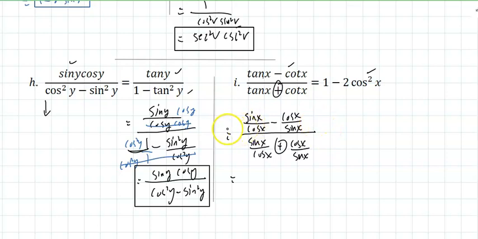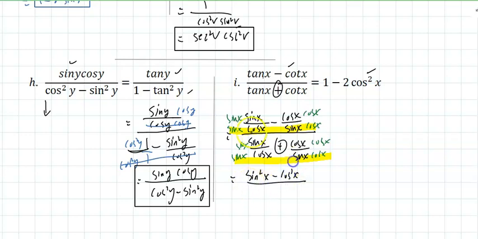So this is missing a sine. This is missing a cosine. This is missing a sine. And this is missing a cosine. So since they all have the same denominator, I ignore it because when you multiply by the reciprocal, that cancels out. The top will be the sine squared of x minus cosine squared of x. The denominator will be the sine squared of x plus cosine squared of x. Well, I am on the right track because the denominator is a 1.